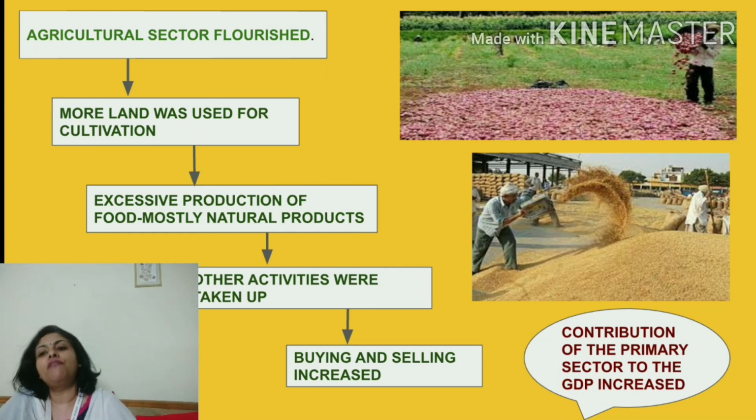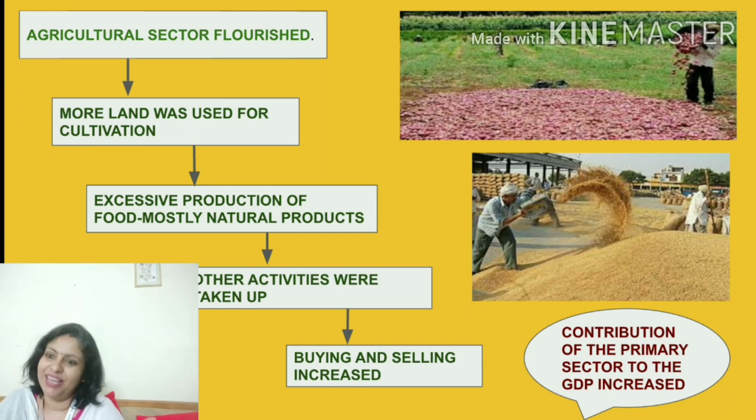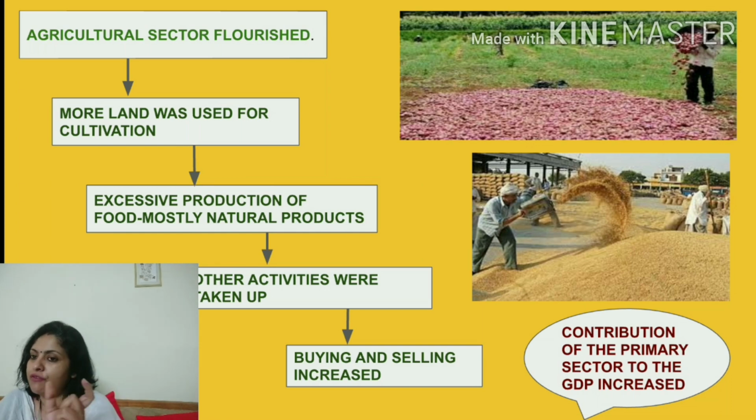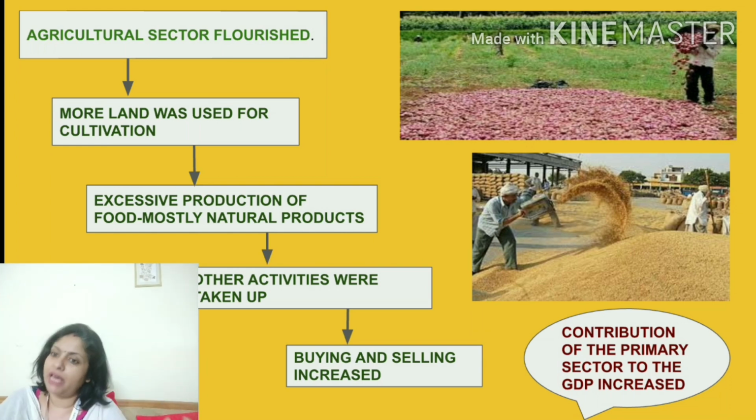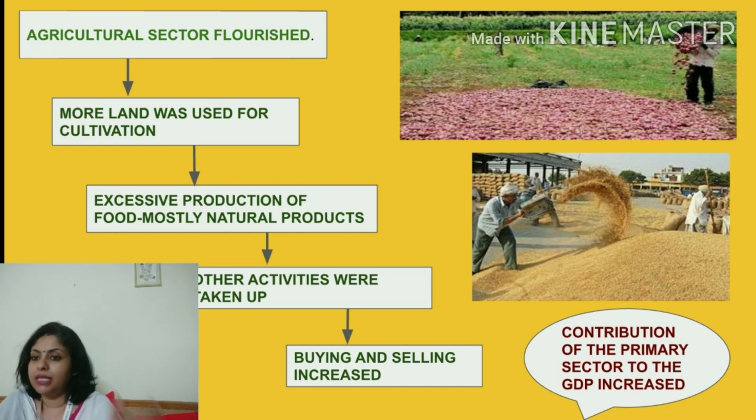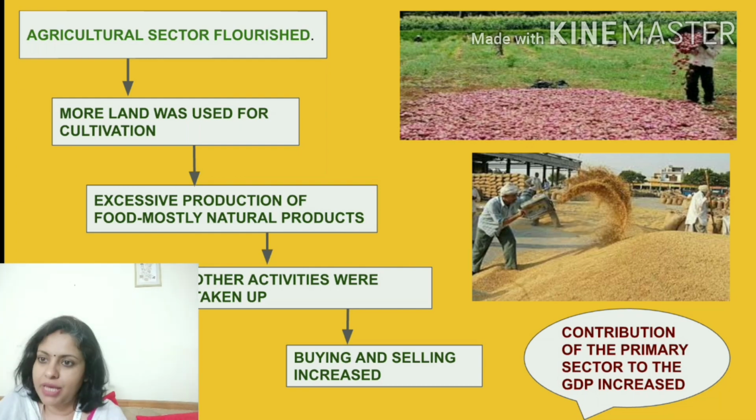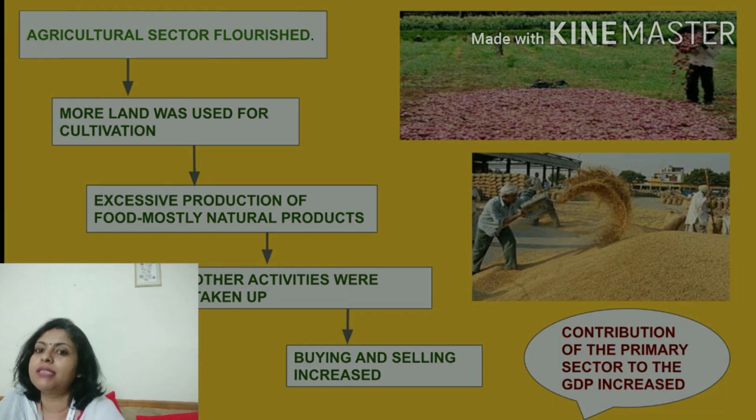Why? Because of excessive production in this sector due to the use of technology. So more and more buying and selling happened in this sector. When that happened, the contribution of the primary sector to the economy, to the GDP, increased. So when we remember the calculation, the value of the final goods and services in the primary sector plus the value in the secondary, plus the value of the final goods and services in the tertiary sector, when you total up, you get the GDP, right? So the contribution of the values of the final goods and services in the primary sector increased. So it was the most prominent and dominant sector.